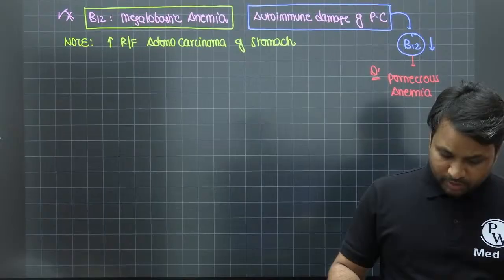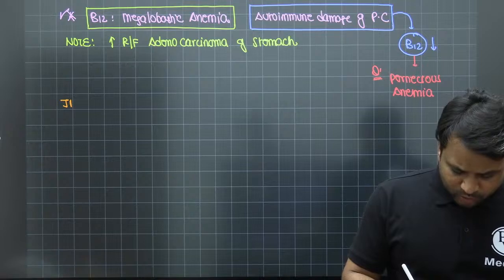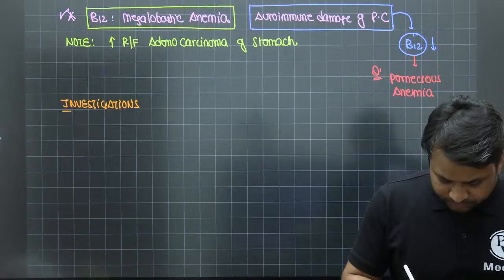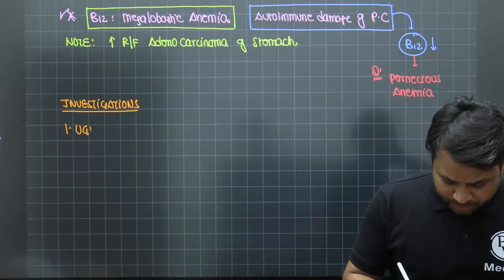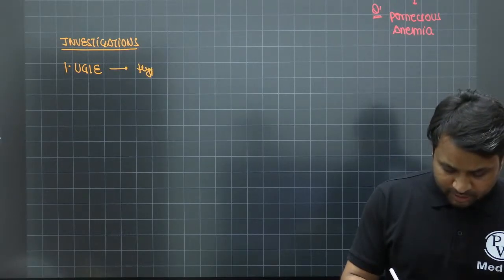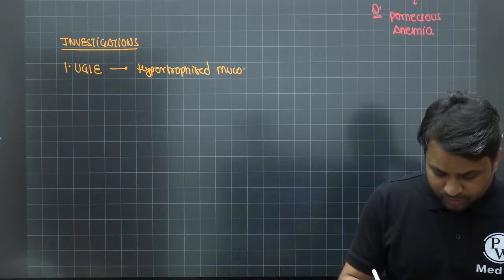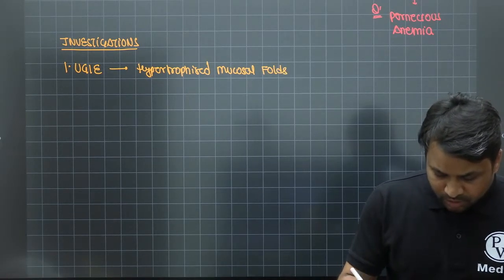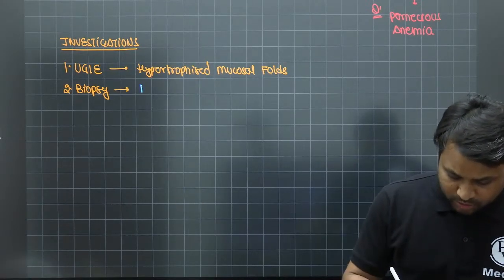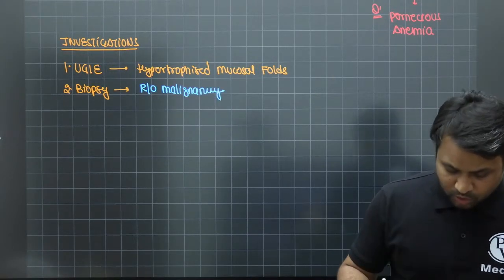Now, when you talk about Menetrier disease, there are different subsets of investigations. But when you look at the investigations per se, you can do an upper GI endoscopy, right? And when you do an upper GI endoscopy, you would see there is presence of hypertrophied mucosal folds. You'll be taking a biopsy from the hypertrophied mucosal folds. This is basically to rule out malignancy.